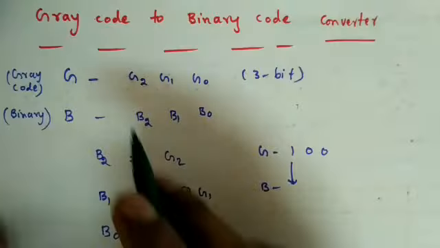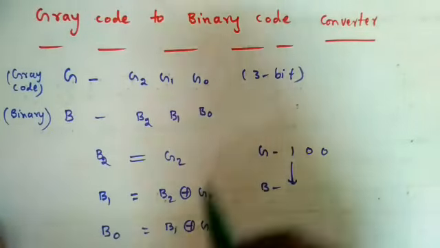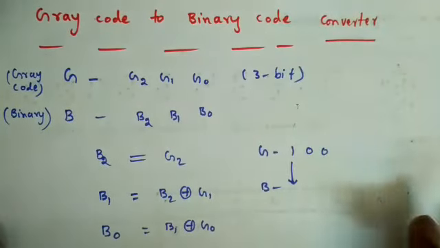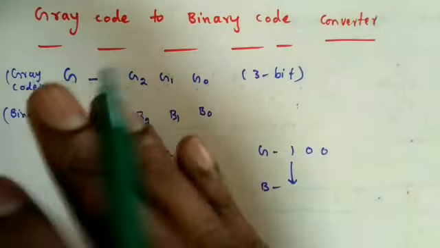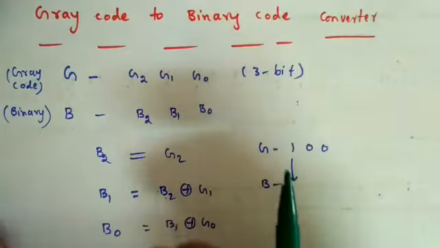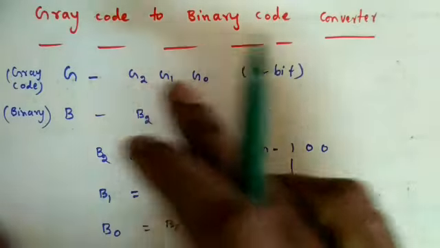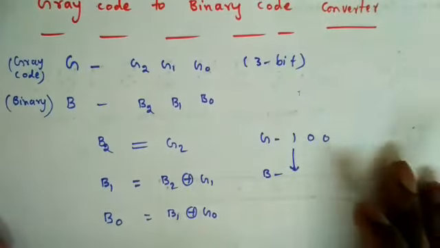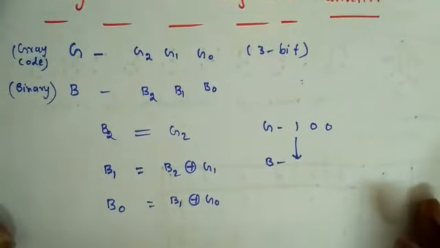In this lecture, we will see how to design a gray code to binary code converter. It is also a combinational circuit which will perform the code conversion, that is gray code to binary code. First, we will see what is the procedure to convert from gray code to binary. This procedure we discussed when we discussed the number system.